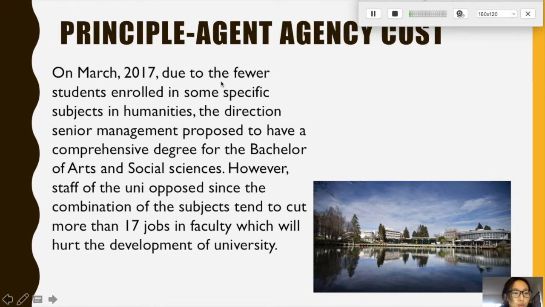Well, this is about the principal agency cost associated with the University of Waikato. On March 23, 2007, the senior management of the University of Waikato made an announcement of a proposal during a lunchtime concert. Due to fewer students enrolled in some specific subjects in humanities, some senior members of the management of the Tertiary Education Commission proposed to have a comprehensive degree of the Bachelor of Arts and Social Science. However, staff of the university opposed the proposal since the combination of the subjects tends to cut 17 jobs in humanities, and that will hurt the university, especially future students.